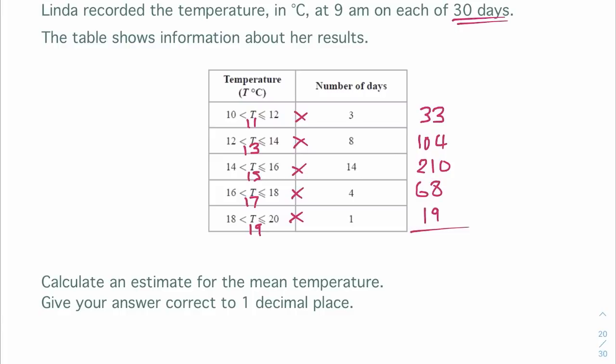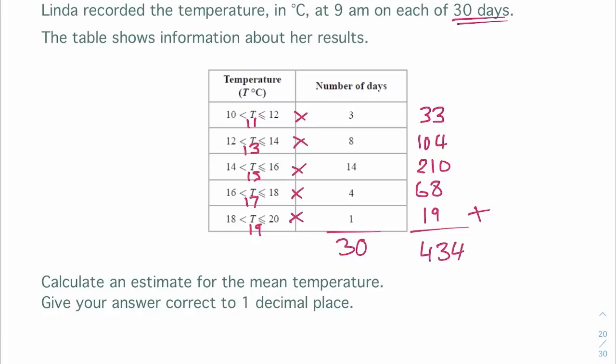So we want to add those all together. I'm going to put a plus symbol here. So we have 68 plus 19, and we've got 210, 104, 33. So add those all together, and I've got 434. There we go. And the total frequency, or the total number of days, was 30.